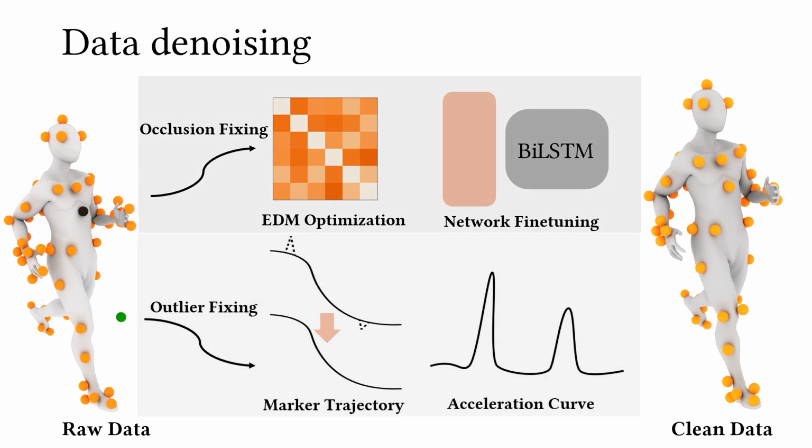For outliers, we identify them by detecting abnormal values in the acceleration curve. Then we remove the sequence near the outlier and fill the gap using spline interpolation.